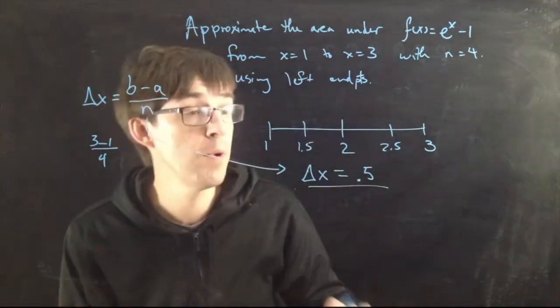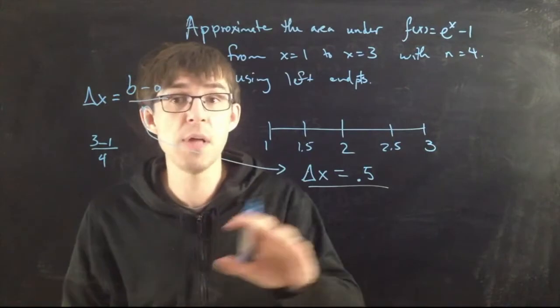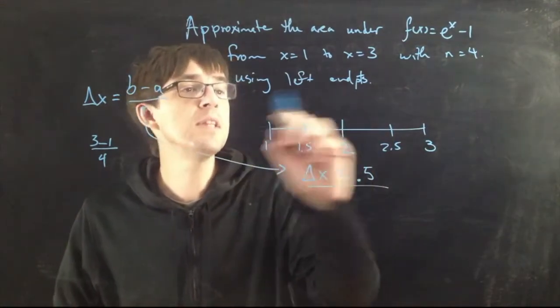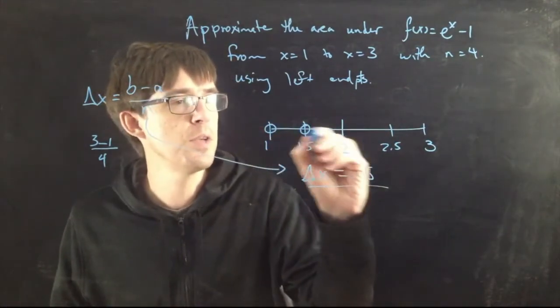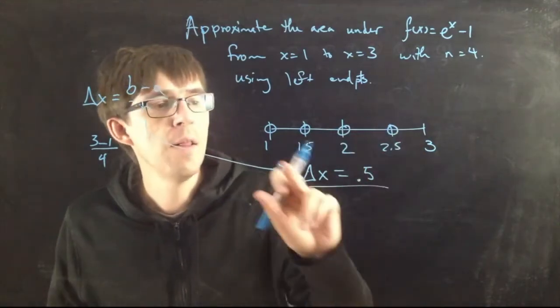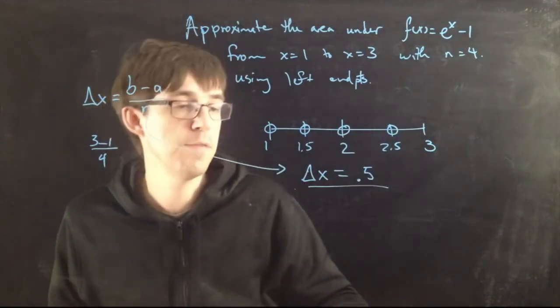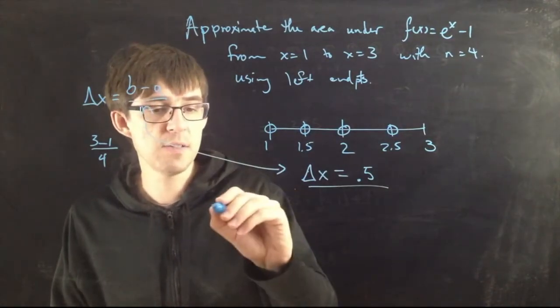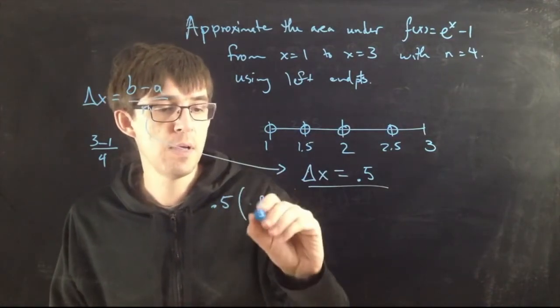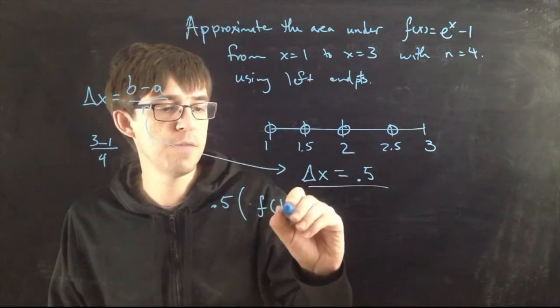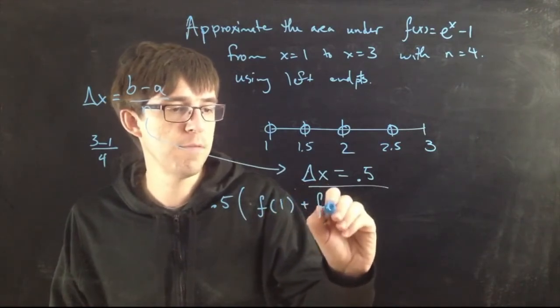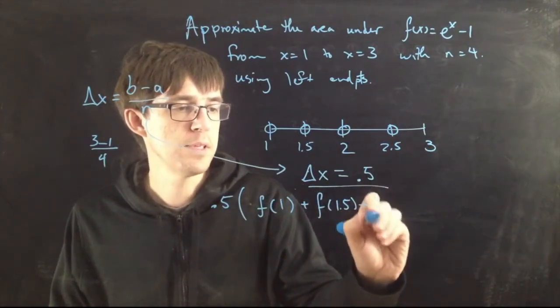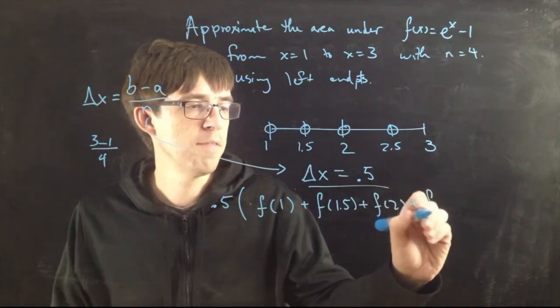Okay, anyway, I think we're ready to proceed, and really there's not much work to be done here. Using the left endpoints, it says, so I'm going to choose these 4 values. These are the ones that get plugged into the function, and I'm going to have delta x in the front. So my answer will be delta x, which is 0.5, times, I plug these 4 values into the function, f of 1 plus f of 1.5 plus f of 2 plus f of 2.5.